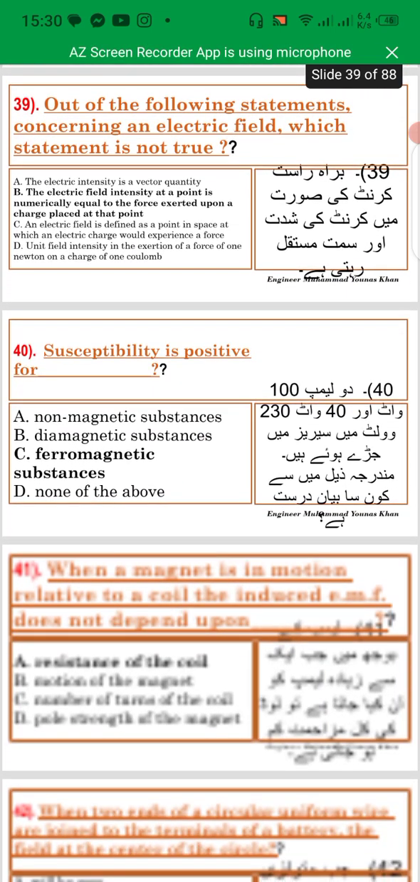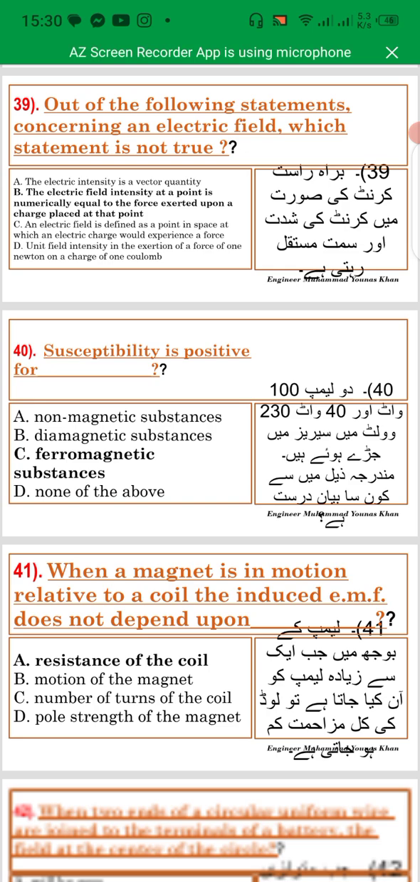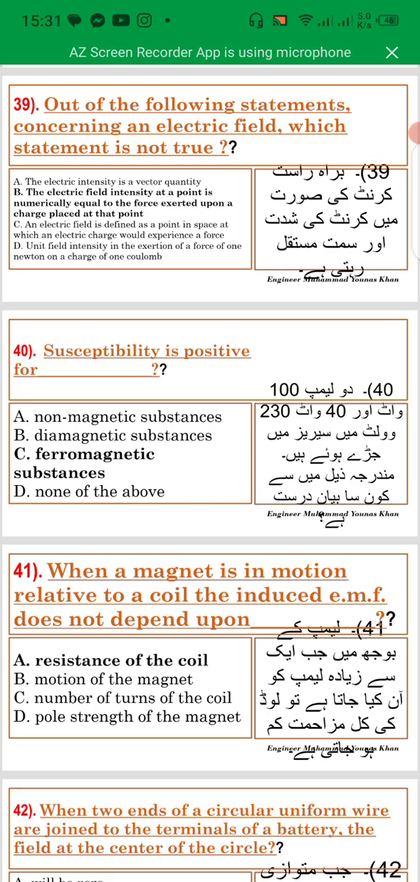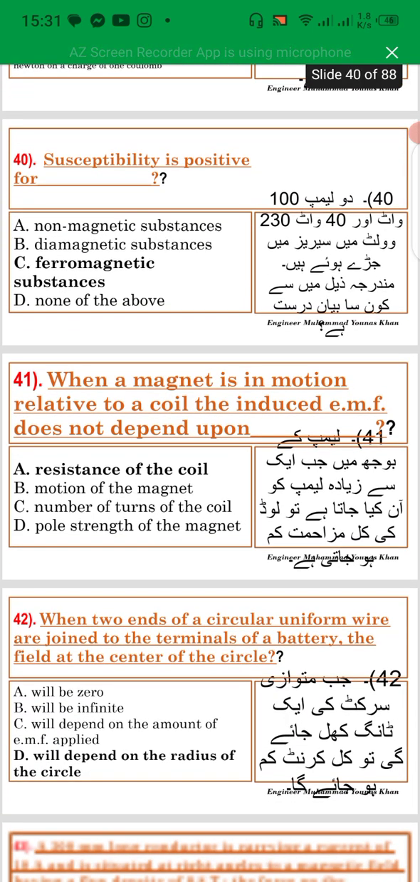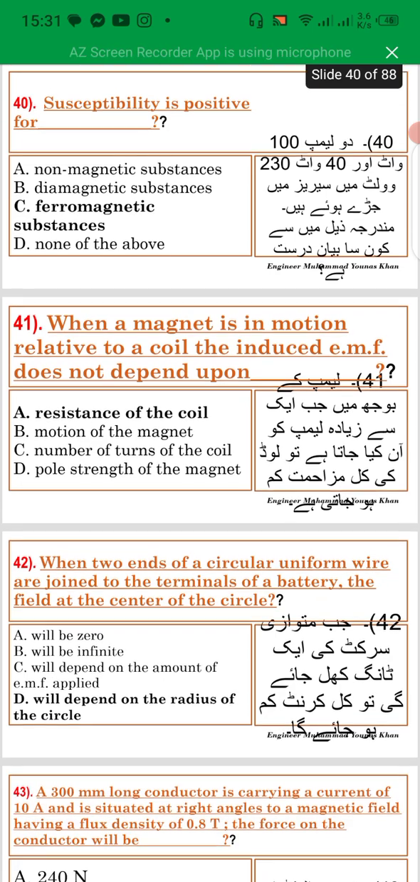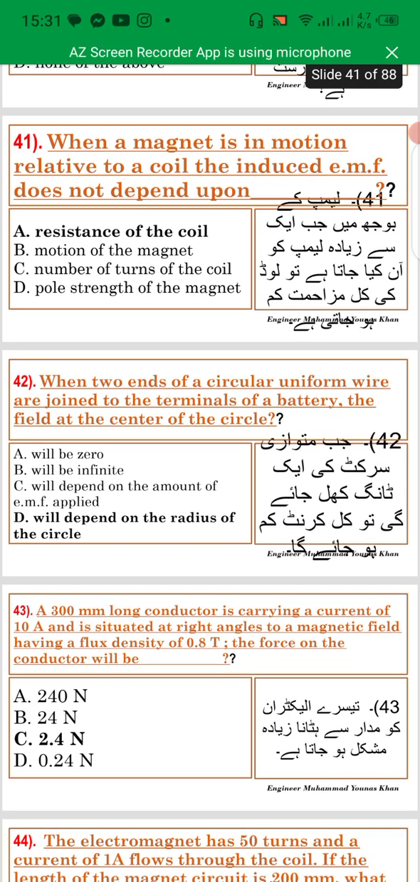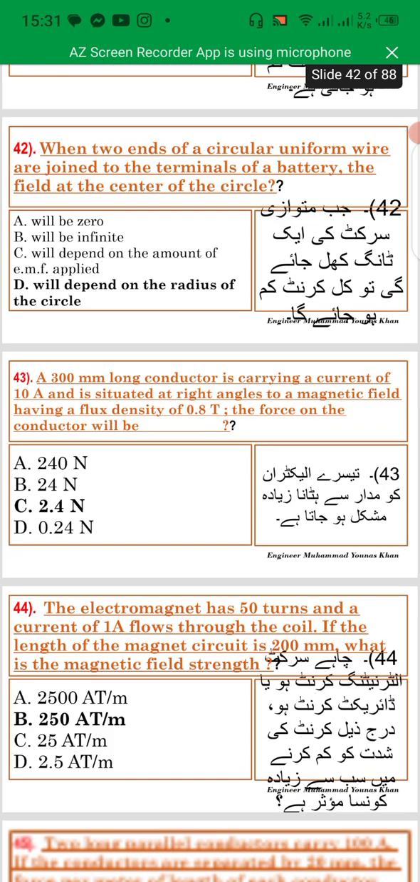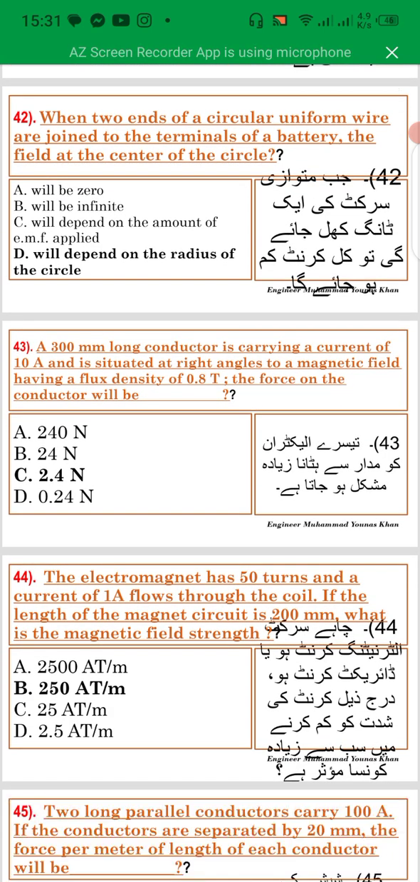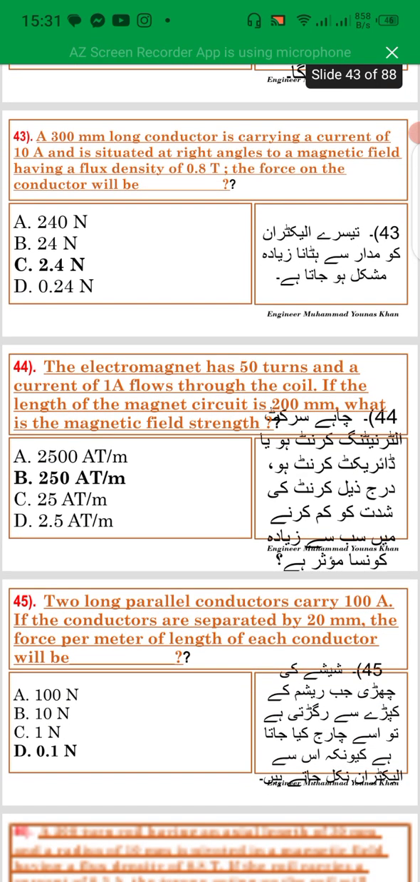Out of the following statements concerning an electric field, which statement is not true? The electric field intensity at a point is numerically equal to the force exerted upon a charge placed at that point. Susceptibility is positive for ferromagnetic substances. When a magnet is in motion relative to a coil, the induced EMF does not depend upon the resistance of the coil. When two ends of a circular uniform wire are joined to the terminals of a battery, the field at the center of the circle will depend on the radius of the circle.